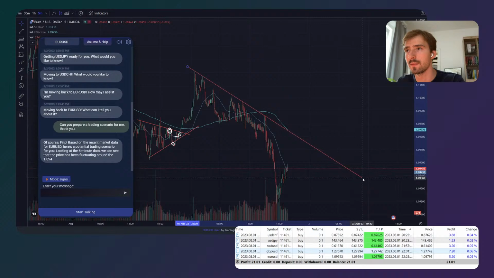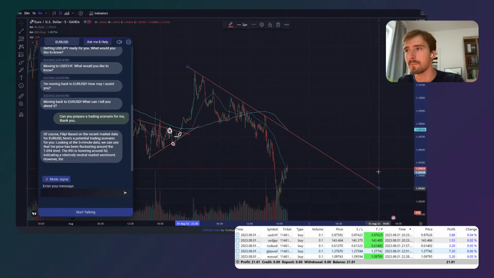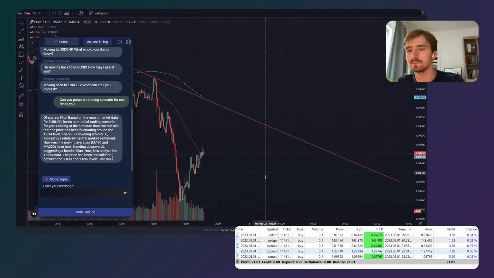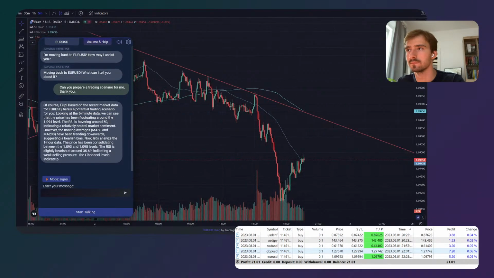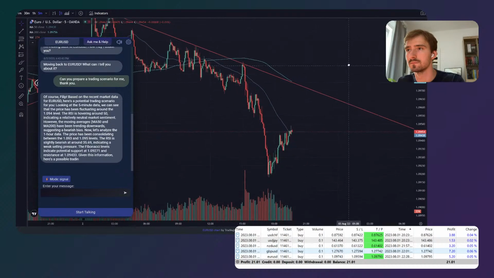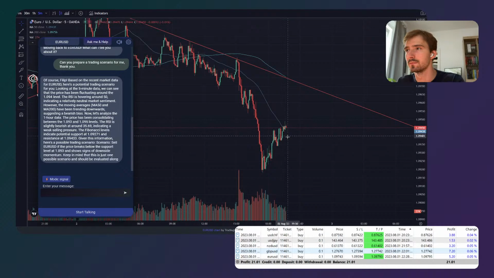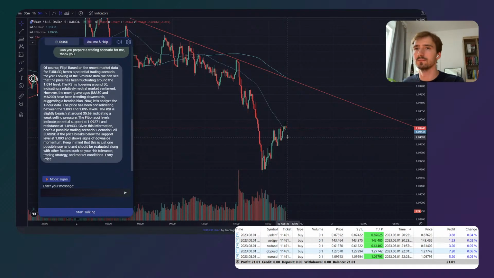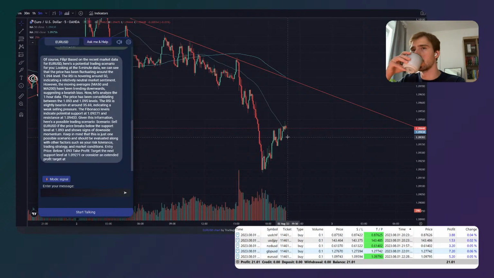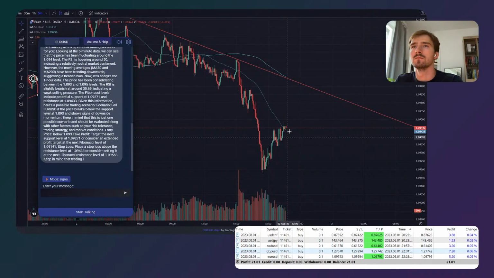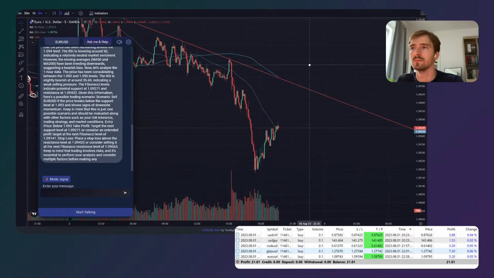Of course, Philip. Based on the recent market data for EUR/USD, here's a potential trading scenario for you. Looking at the 5-minute data, we can see that the price has been fluctuating around the 1.094 level. The RSI is hovering around 50, indicating a relatively neutral market sentiment. However, the moving averages, MA50 and MA200, have been trending downwards, suggesting a bearish bias.